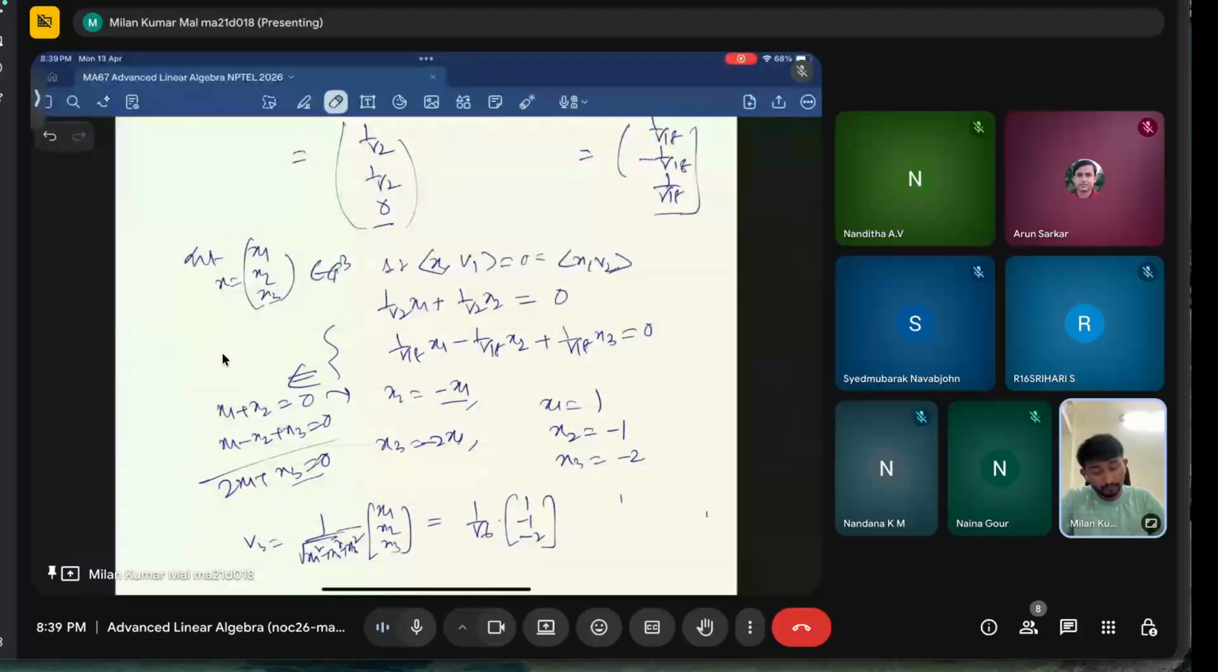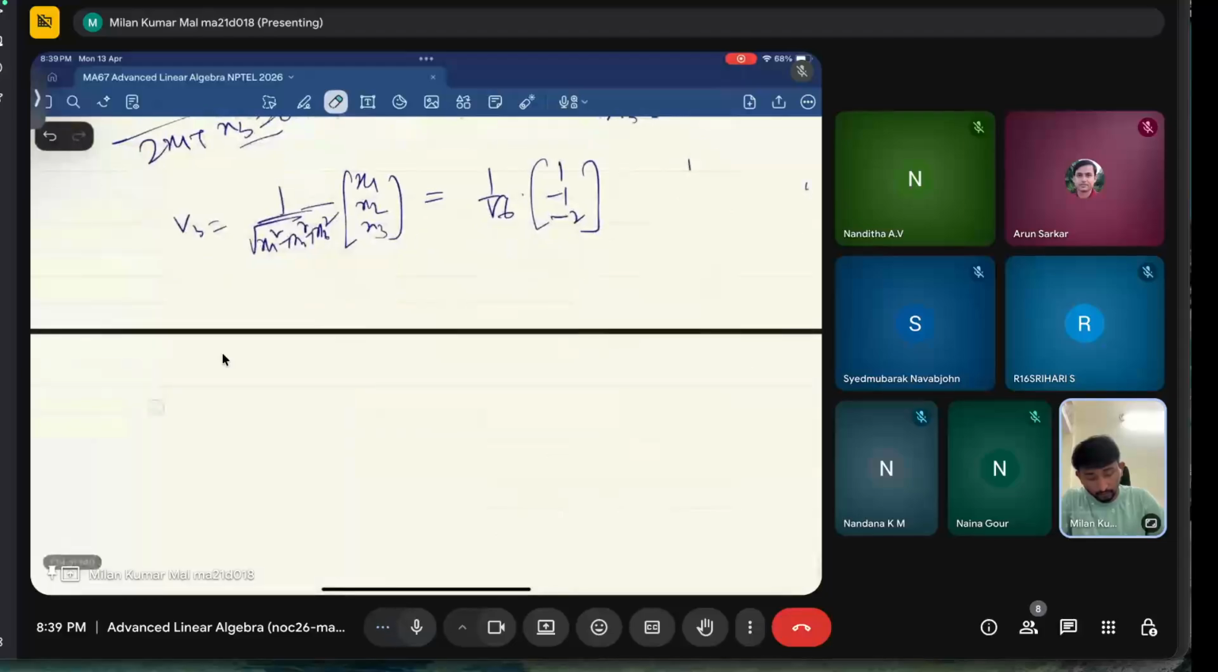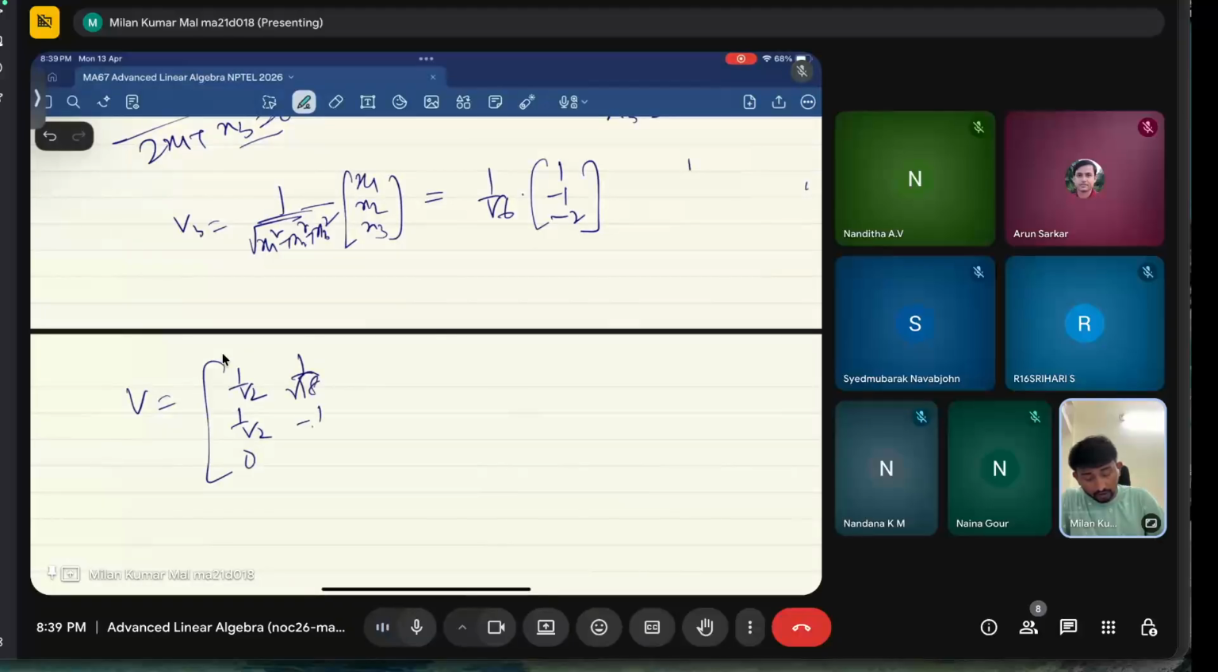So therefore the operator V has to be equal to: 1 by square root of 2, 1 by square root of 2, 0; 1 by square root of 18, minus 1 by square root of 18, 1 by square root of 18; and the last one is 1 by square root of 6, minus 1 by square root of 6, minus 2 by square root of 6.